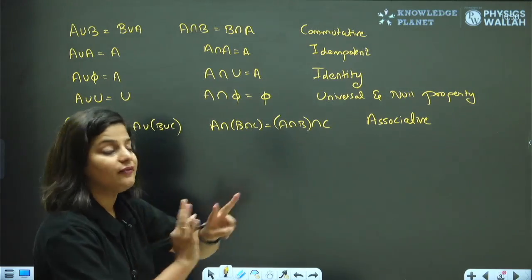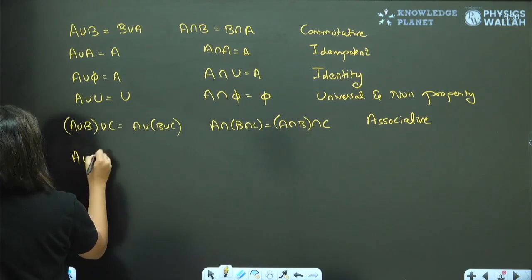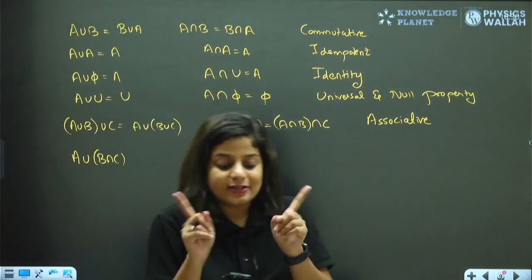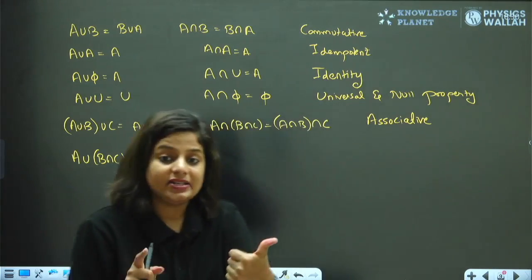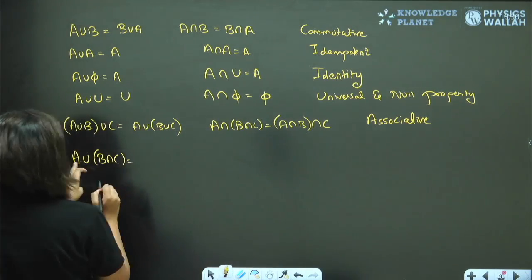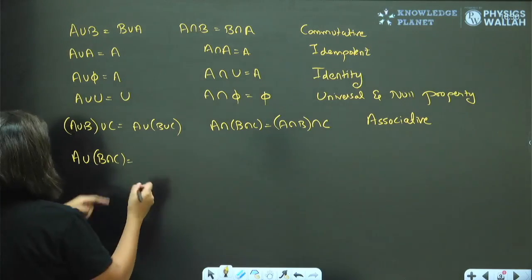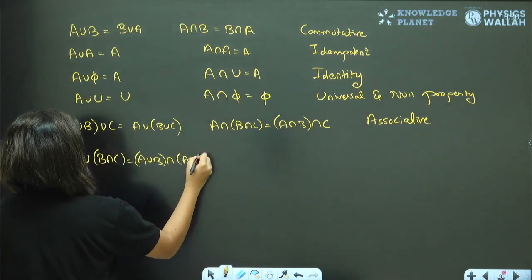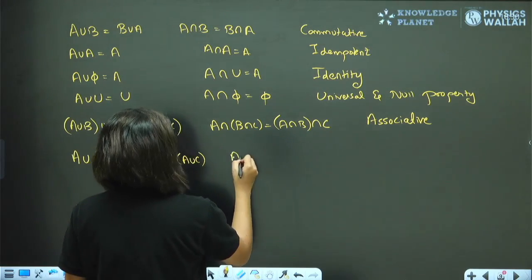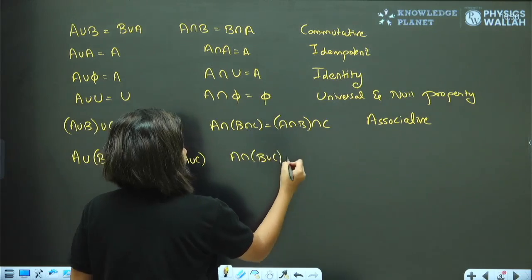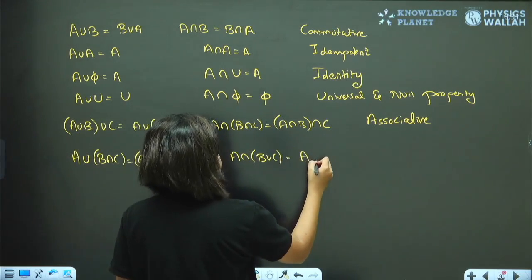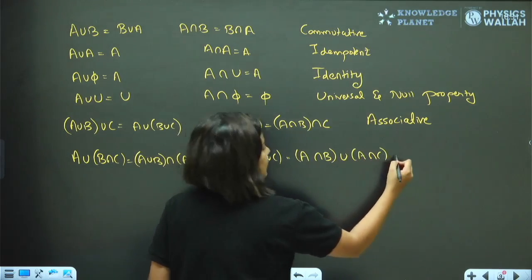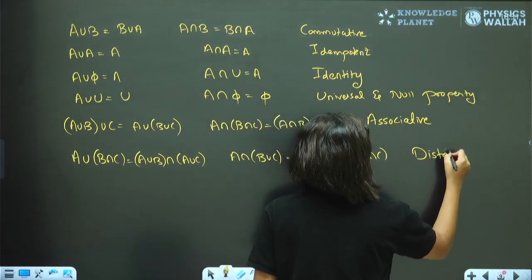But if there is a difference, like union and intersection combined together, then it's not the associative law, it's called the distributive law. You just open the bracket, multiply the terms: A union (B intersection C) is (A union B) intersection (A union C). And similarly, A intersection (B union C) is (A intersection B) union (A intersection C). That's your distributive law.